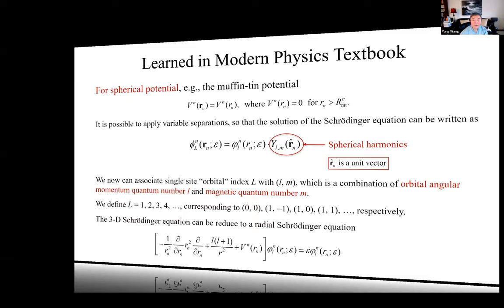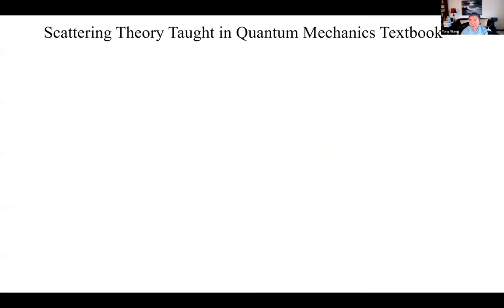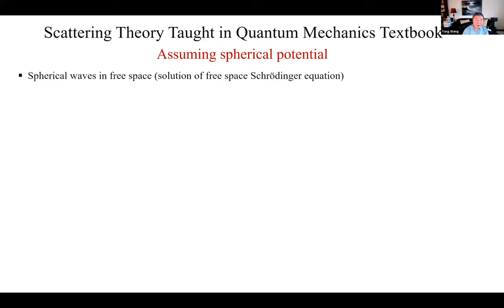Now, for the scattering theory we taught in the quantum mechanics book, we also assume a spherical potential, because it's easier to deal with. Remember the spherical wave in free space. We'll refresh our memory on what we know, or may have forgotten. It is a solution of the free space Schrodinger equation, where V equals zero. There's a set of different solutions representing the free electron wave function.